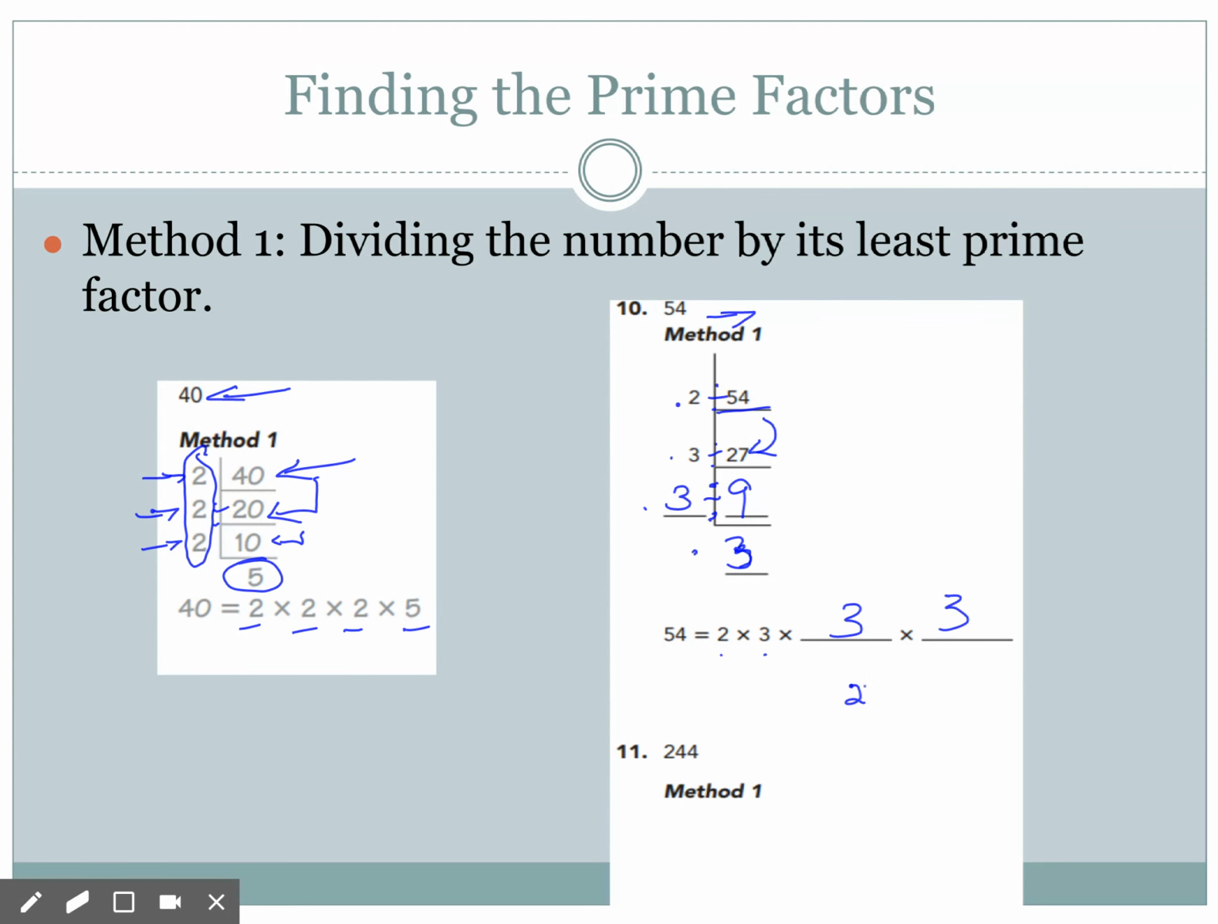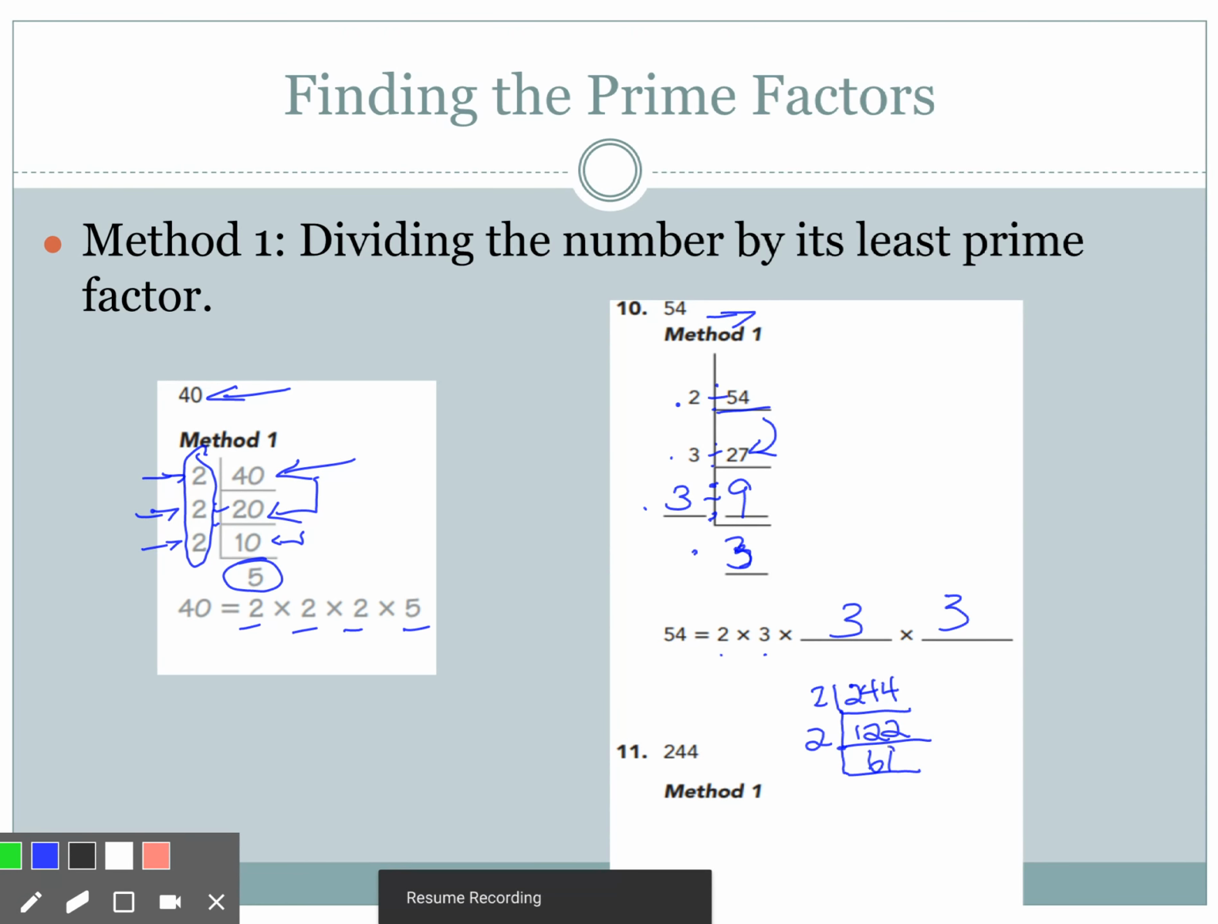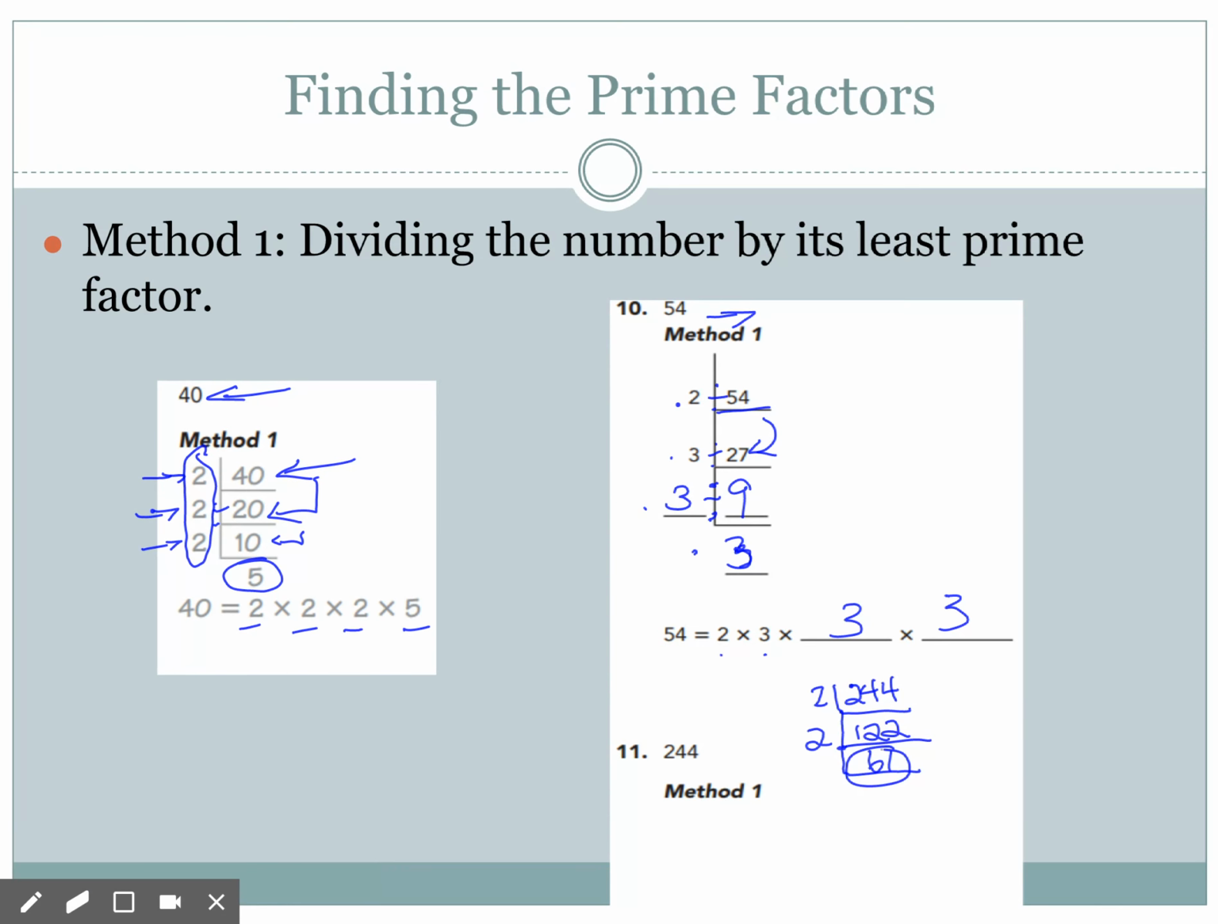Let's try 244. It's an even number, so I know its least prime factor is 2. 244 divided by 2 is 122. Again, 122 is even, so I know I can divide it by 2. 122 divided by 2 is 61. And I can actually stop here because 61 is a prime number. So 244 equals 2 times 2 times 61.